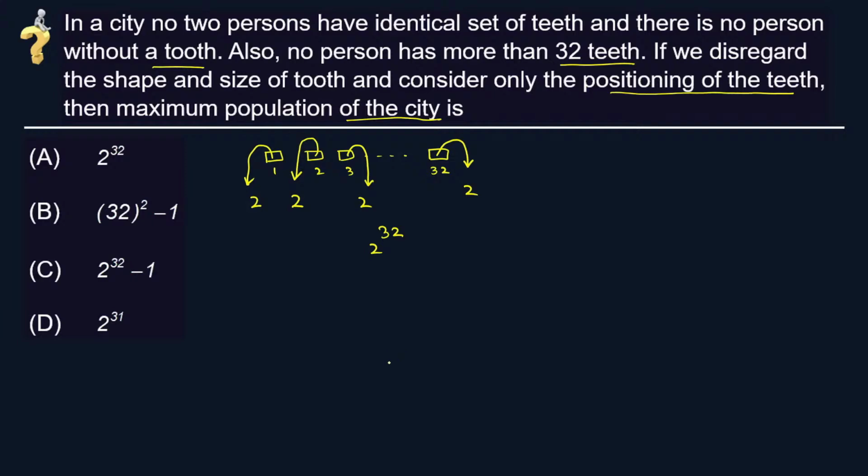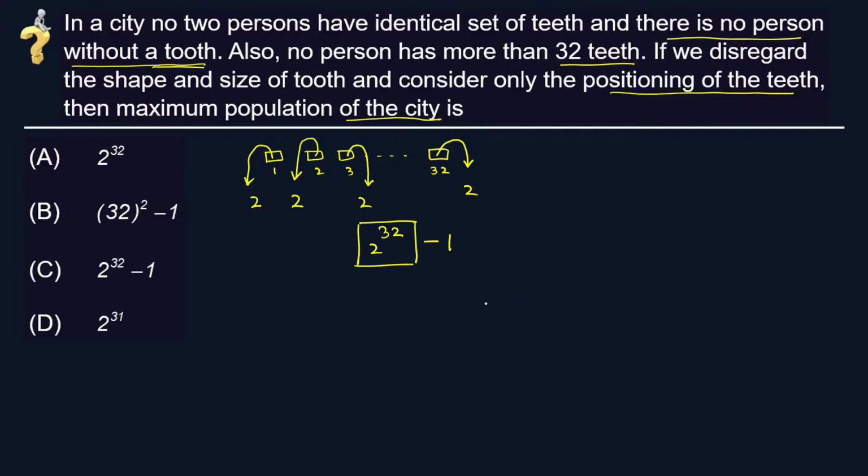Do you accept this? 2 to the power 32 is the total number of ways in which these 32 places of teeth can be either filled or not filled. Now there is one way when no tooth has been placed in any of these 32 places, which is already included in 2 to the power 32. So that has to be subtracted. Why? Because they have already given that there is no person without a tooth.